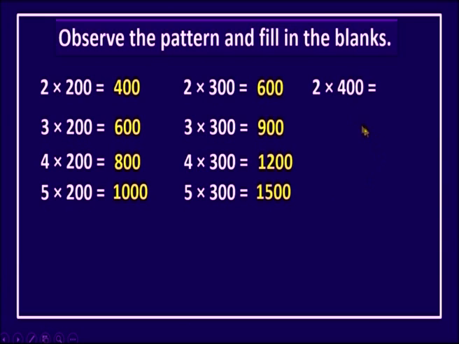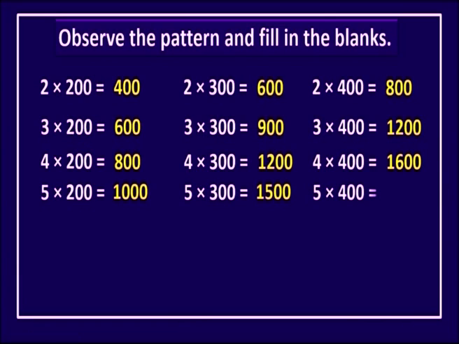Now let us see 2 into 400. How much do you get, children? Yes, 800. 3 into 400 is 1200. 4 into 400 is 1600. And finally 5 into 400 is 2000.